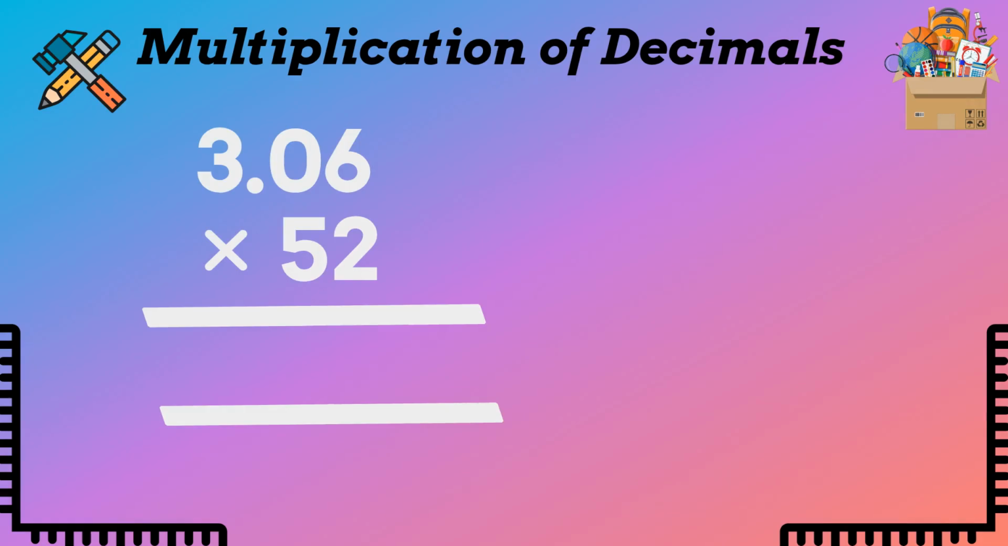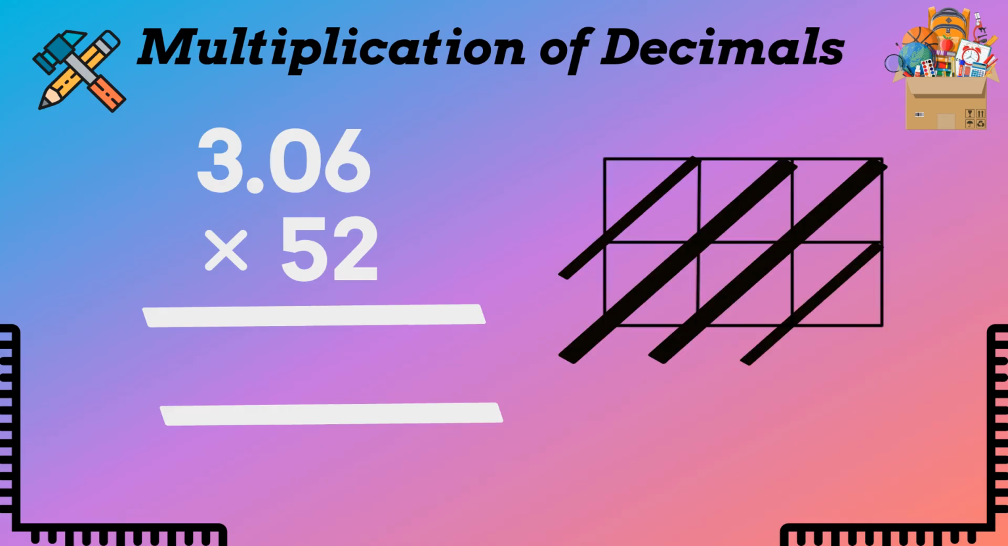We have 3 and 6 hundredths times 52. Again, we are going to use the lattice method. Since we have 3 digits, we will have 3 columns across and 2 rows down in our block. 3, 0 and 6 above, and 5 and 2 to the side. Let us do our multiplication.